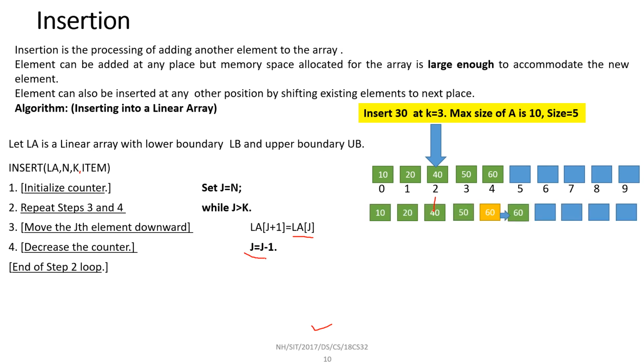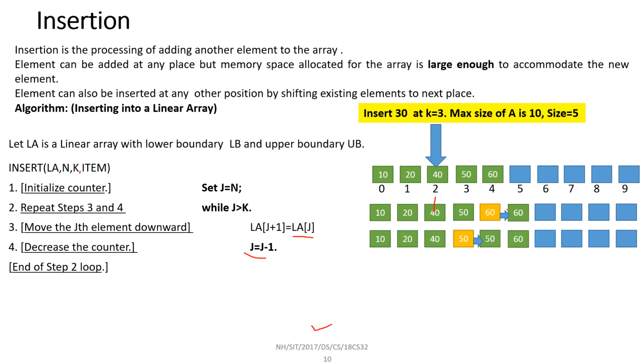After the first shift operation, 60 is taken and placed in the next index. 60 is moved towards right side. It is moving. Old data is maintained there only, but a new copy is made in the next location. This particular color indicates the old copy. This is the new one. Our position is 2. Work is not yet done.